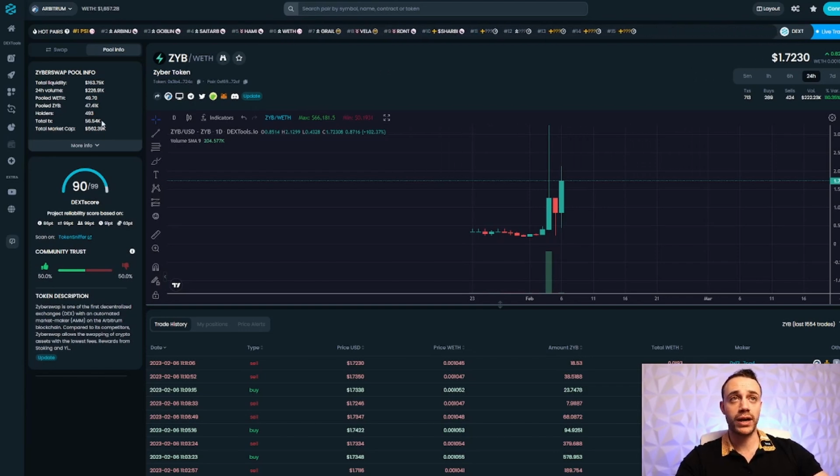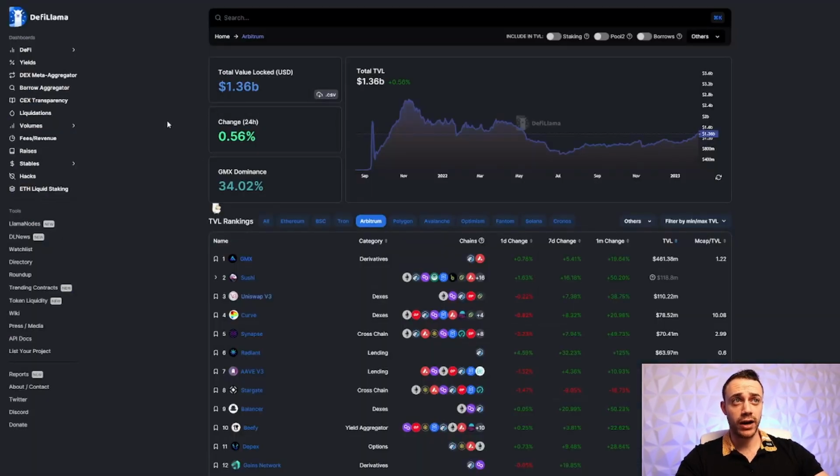Right now, the total market cap of Zyberswap is $562,000. Not even a $1 million market cap, a native decentralized exchange on Arbitrum, and they just launched, and Arbitrum is yet to really take off yet. So in my opinion, Zyberswap has a very bright future ahead.